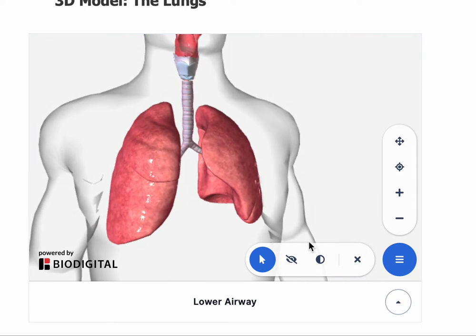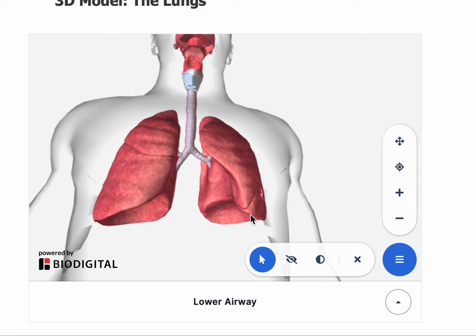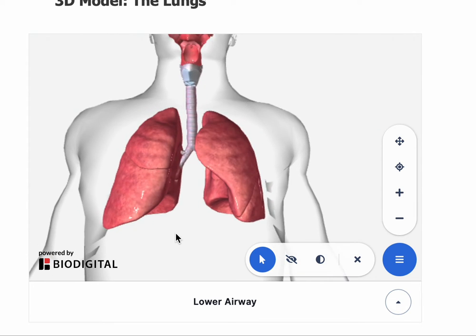The diaphragm would actually sit at the lower portion of the lobes, just underneath here. When you inhale, the diaphragm pulls downward to allow for increased volume and space. And when you exhale, it pushes upward. The heart would sit here in the cardiac notch.